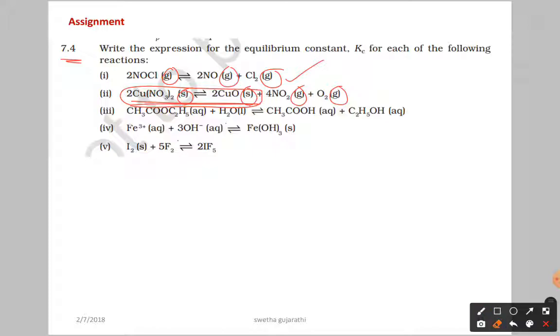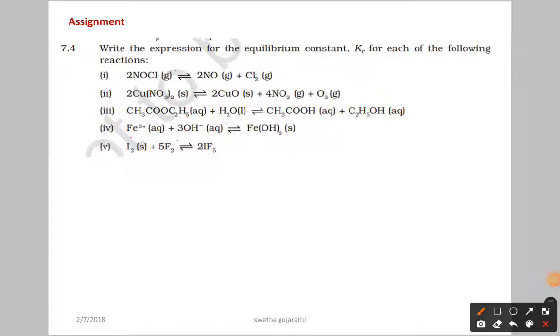If you see the next example, again this is a heterogeneous equilibrium. Why? Because we have different phases. Here we have aqueous and a liquid, and aqueous, so different phases are there. Now while writing the expression here, you are going to exclude only the pure liquid. Why? Because for pure solids and liquids there is not much variation in the concentration. Go for the next.